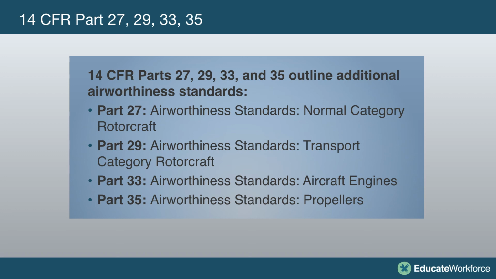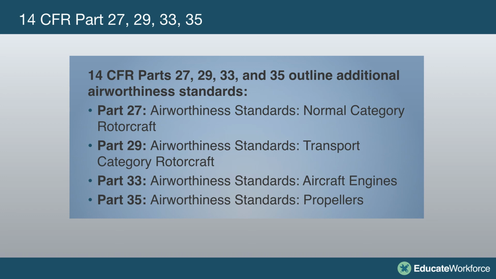Part 29, Airworthiness Standards for Transport Category Rotorcraft. This part specifies those standards applicable to rotorcraft with a maximum certified weight of greater than 7,000 pounds, and includes additional parameters based on the seating capacity and additional weight limits.